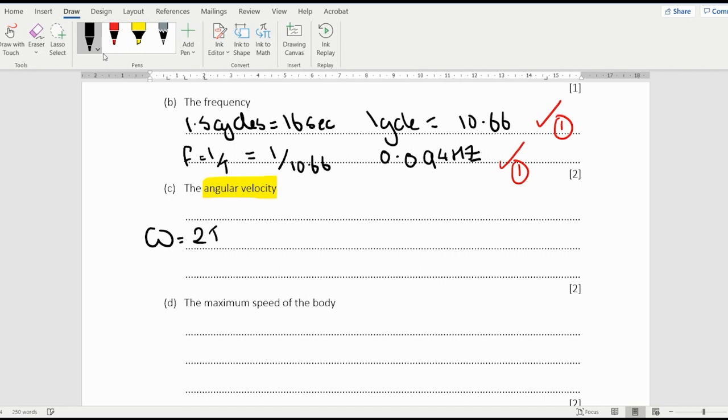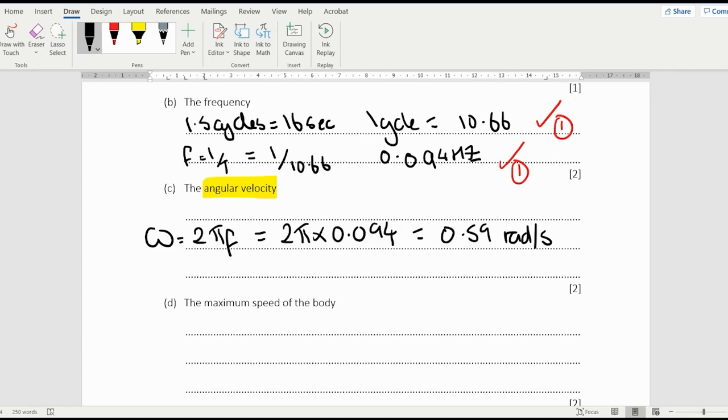So I've got 2 pi f, so it's going to be 2 pi times this 0.094. So 2 times pi times 0.094 is going to be 0.59, so 0.59 rads per second. So I know that it's going to go through about 0.6 of a radian of its cycle every second.